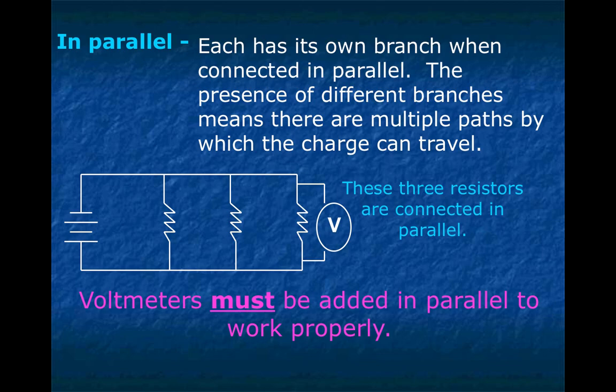So you need to know that a voltmeter has to be connected in parallel and an ammeter must be connected in series. And the reason for that is because voltmeters have high resistance and ammeters have low resistance.